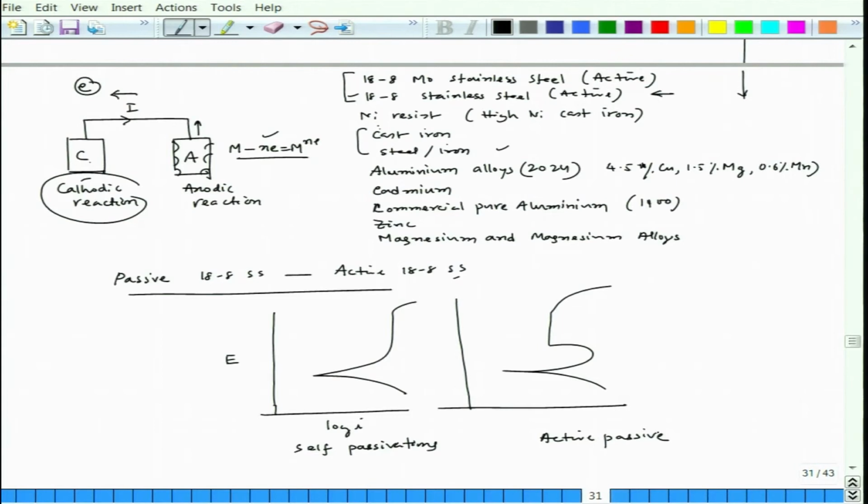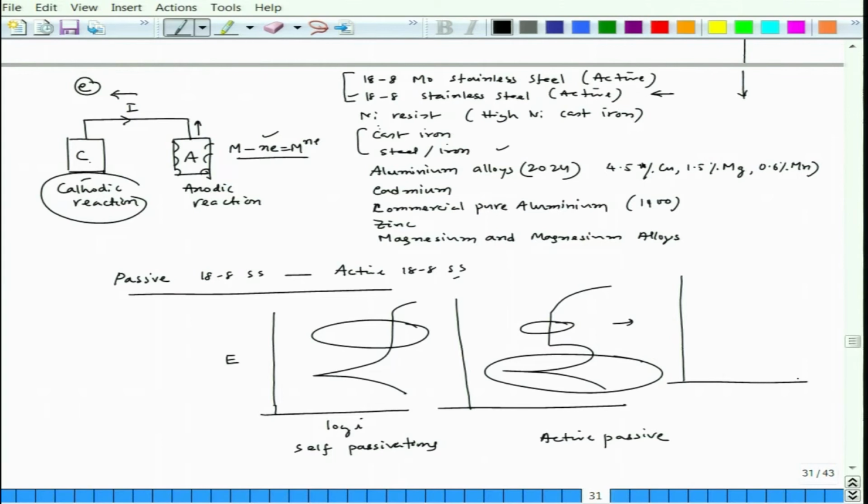Okay. Now, when we have such a situation, if the metal is existing in this region, the potential exists in this region, then that will act as an active metal, and if the potential exists around this region, then it will be passive. Similarly, if the potential here exists here, then it will be passive. Now, it depends on where we have that potential.